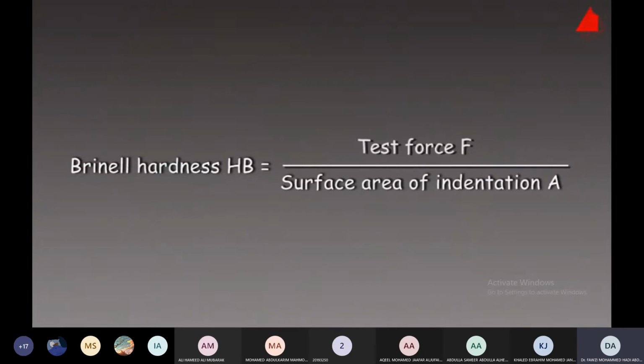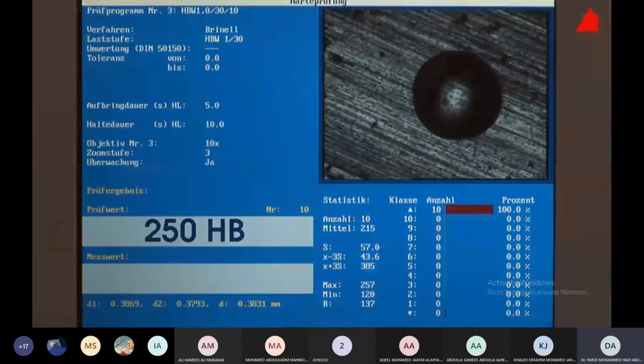The hardness value is defined as test force F in the old unit kilopond divided by the area of the indentation A in square millimeters. The result is displayed on the bottom left-hand corner of the screen and amounts to 250.